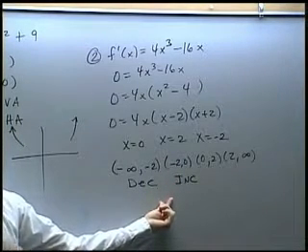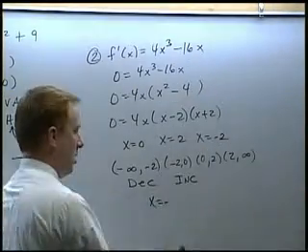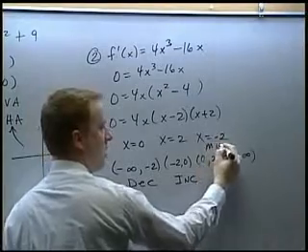Has to be a minimum, right? It was decreasing and then started to go back up. So x equals negative 2. Well, let me just put it up here. At negative 2, we've got a minimum value.